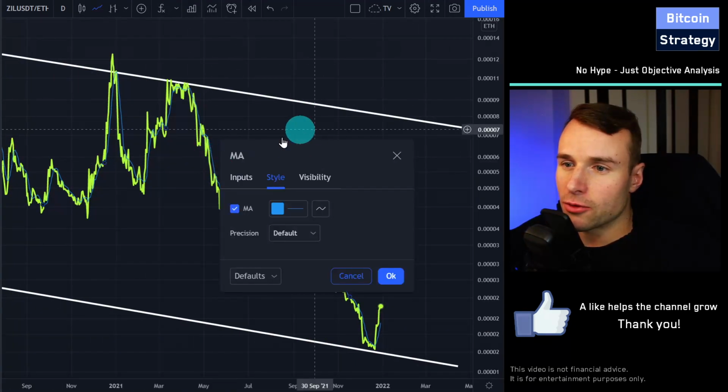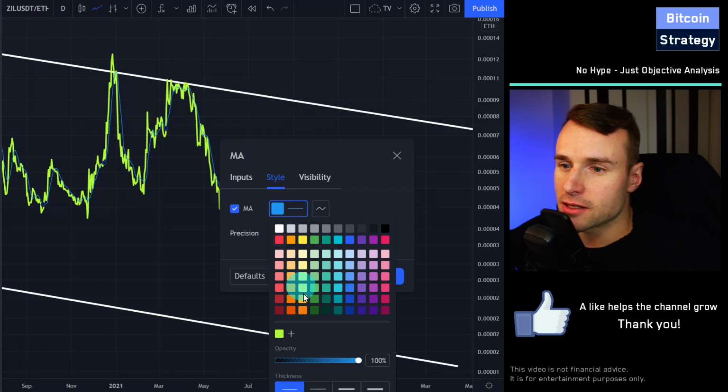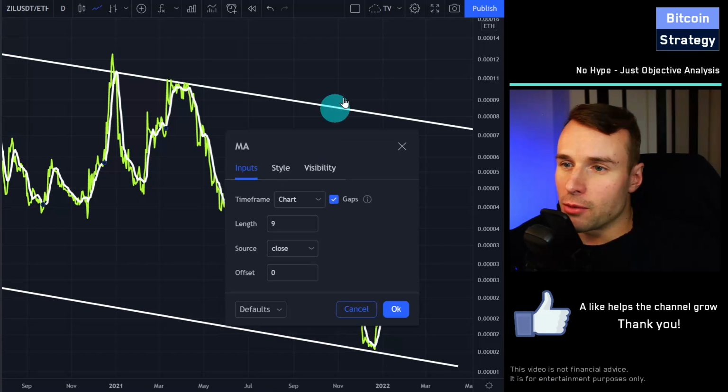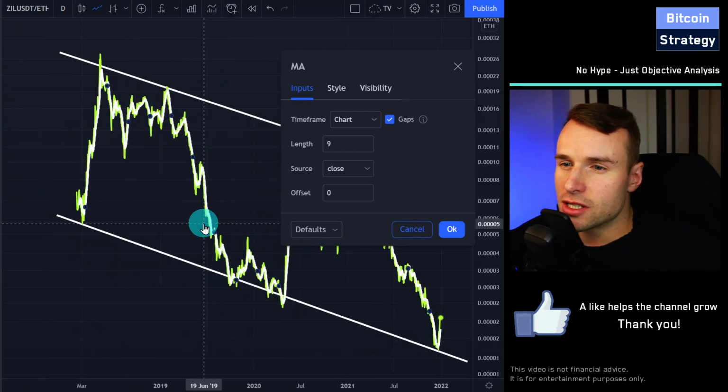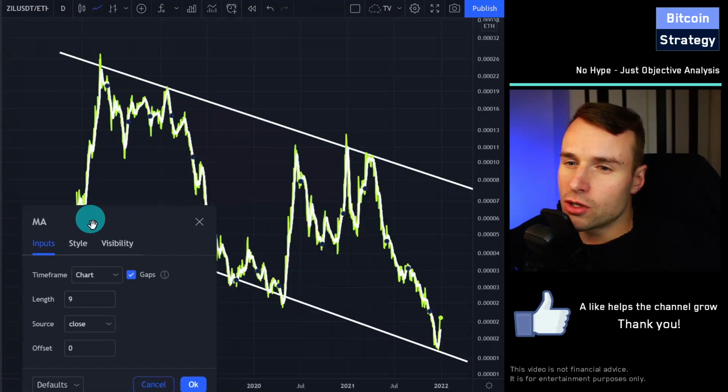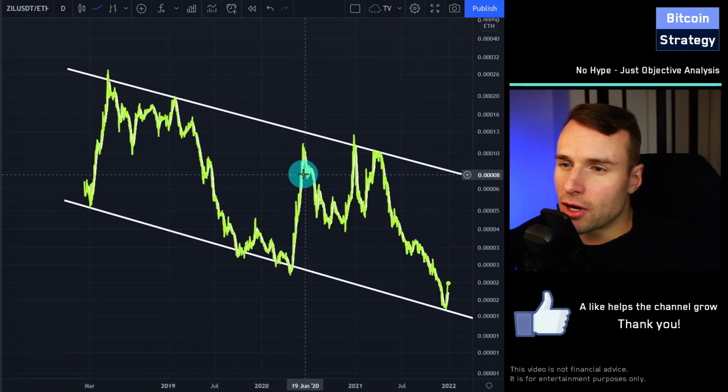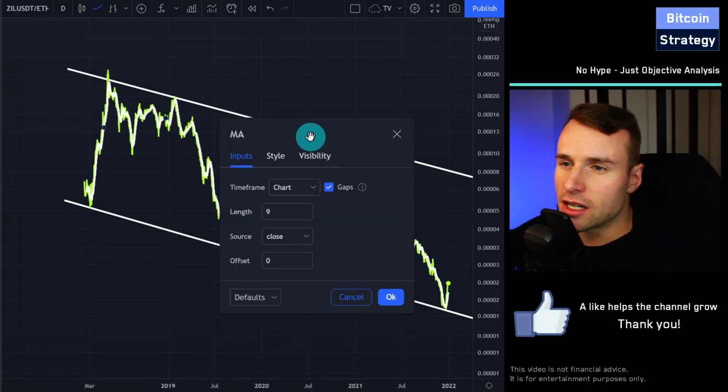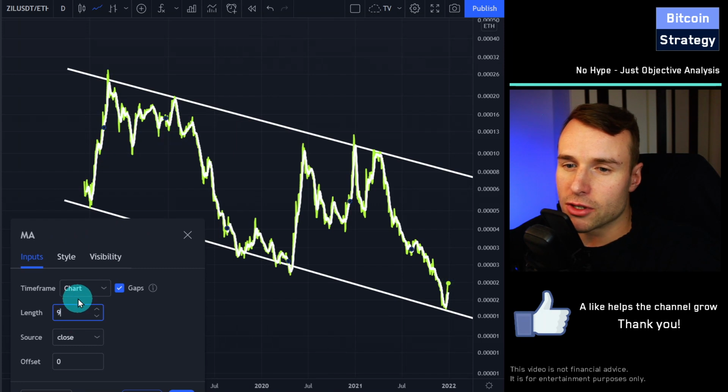So we have to adjust the styling. Let's make this maybe white, a bit more thick, and then we want to increase the duration, because the idea of moving averages is you want to buy whenever the price is above a moving average and sell whenever the price is below a moving average. So this is now the current duration, 9 days.